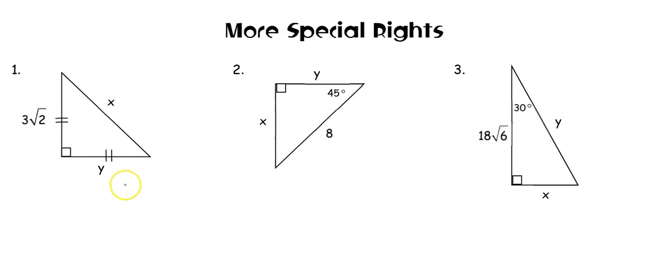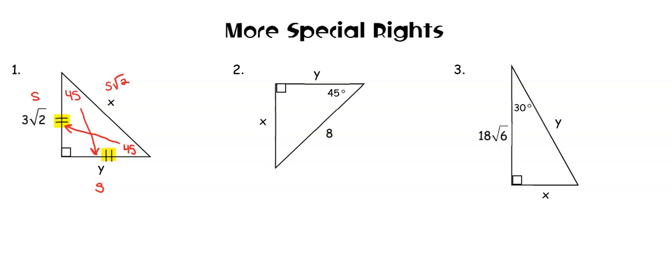When I look at number 1, no angles are given to me besides my right angle. But I know when I see this indicator that means that this is an isosceles right triangle, which means it is a 45, 45, 90 special right. So I start off by labeling my special rights pattern. Across from 45 is the S piece, and across from 90 is S root 2.